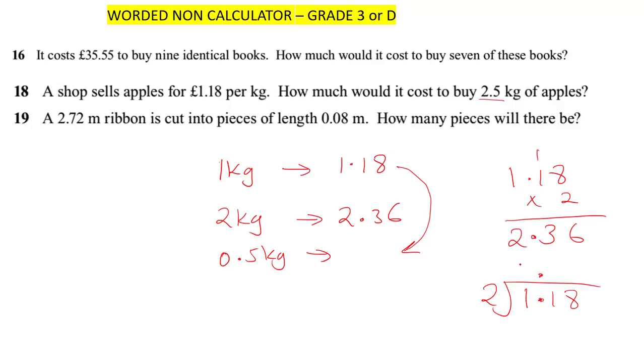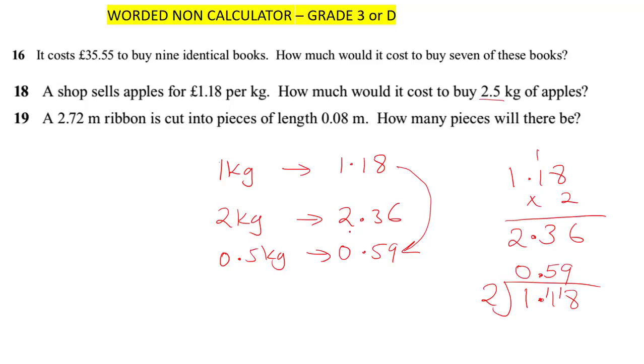So 2 cannot go into 1, so you write 0 there. Because it didn't go into that one, you carry that one forward. So then it looks like 11 here. 2 into 11 is going to be 5 times, which is 10. So the remainder to make 11 is 1. Now, 2 into this 18 here is going to be 9. So half a kilogram is going to be 59p.